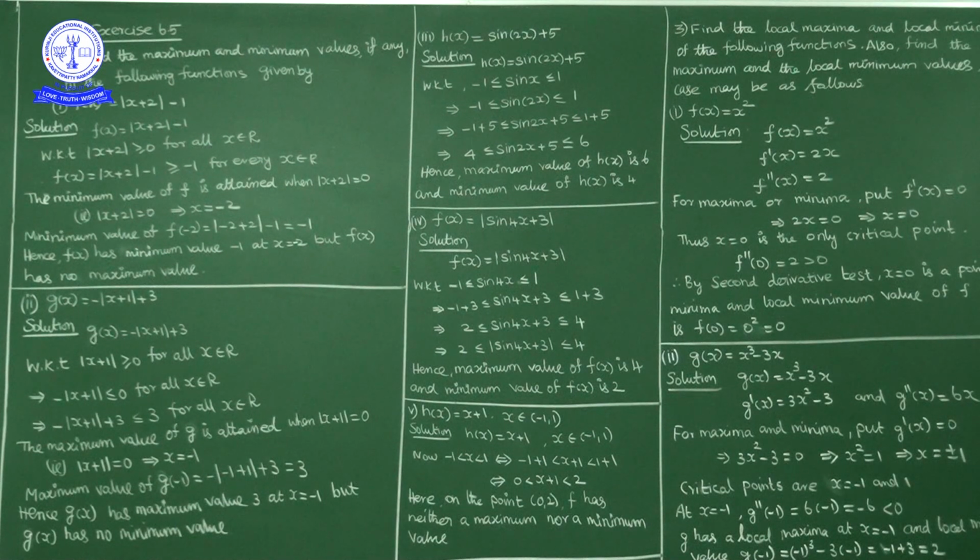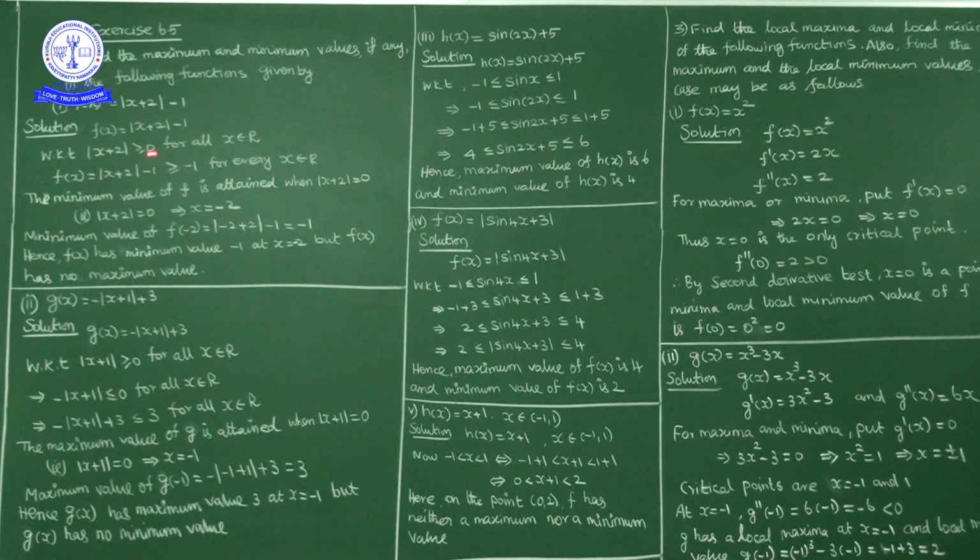Now what we know, the modulus function is always non-negative, meaning mod x is always greater than or equal to 0 for any real number. As mod x is greater than or equal to 0 for any real number, mod x plus 2 is also greater than or equal to 0 for all real numbers.